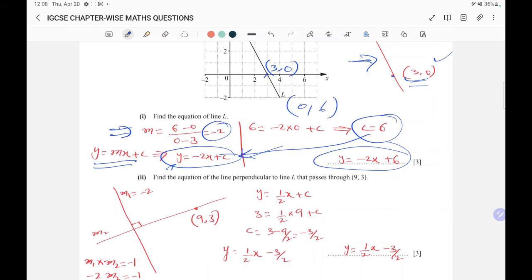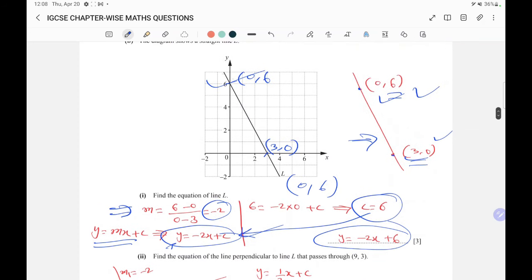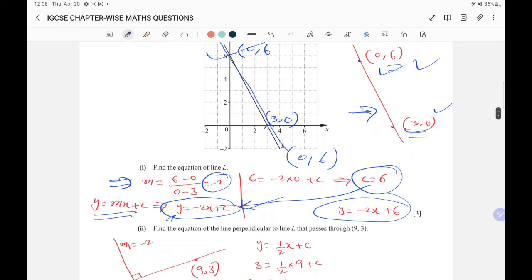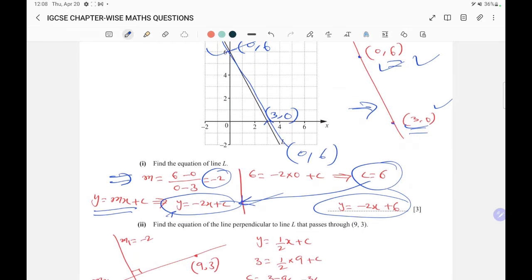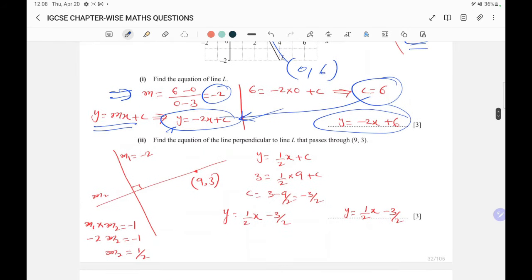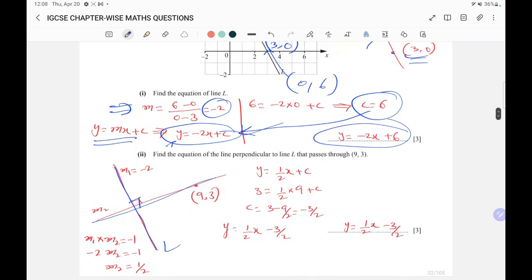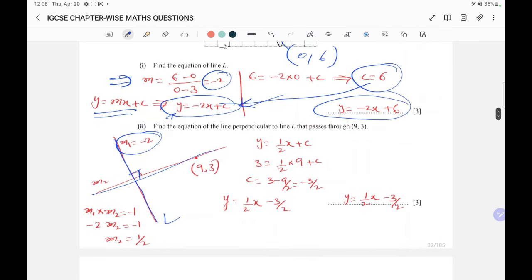Find the equation of the line which is perpendicular to line L. Okay, this is my line L. So we need to find the equation of the line which is perpendicular to L and passing through 9, 3. This is my line L, and this is my perpendicular line. It's 90 degrees. For line L the gradient we already found is -2, and for this line I consider the gradient M2. So M1 times M2 equals -1, M1 is -2, so -2 times M2 equals -1, divided by -2, M2 is half.